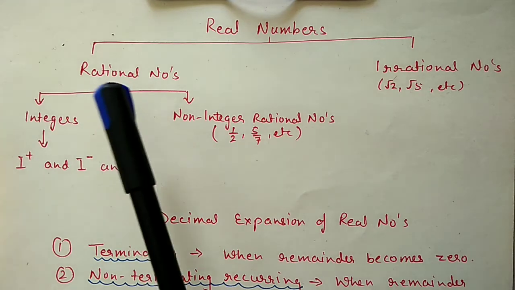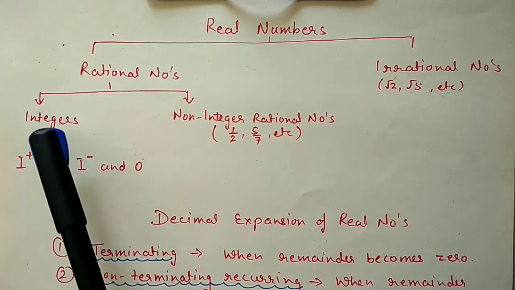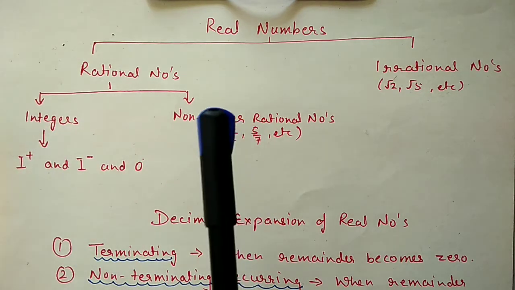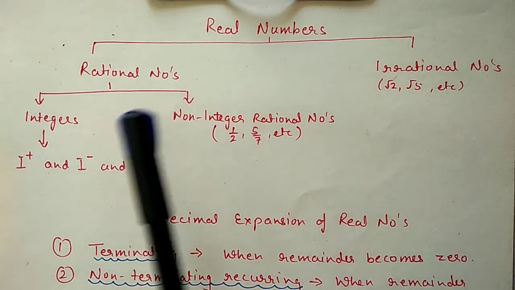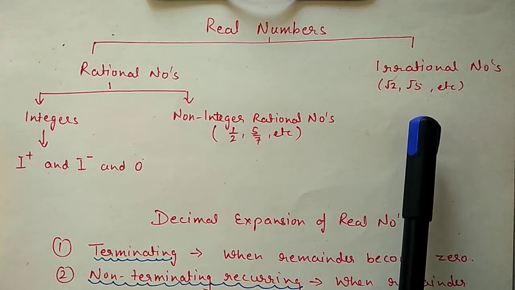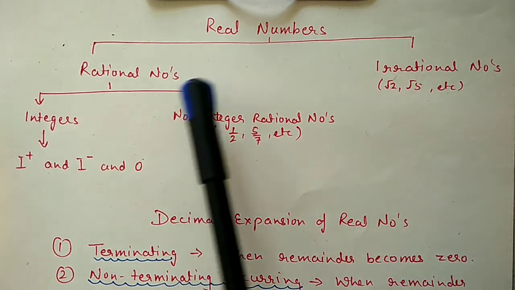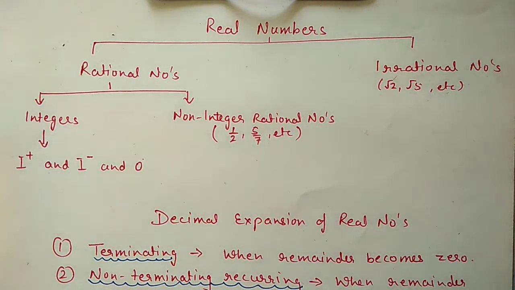So rational numbers mean numbers which we can represent in the form of p by q. Under this, all the natural numbers, whole numbers and integers will come, and all these types of fractions will also come under rational numbers. All the numbers which we cannot represent in the form of p by q will come under irrational numbers, and the combination of rational and irrational numbers together we will call the real number.